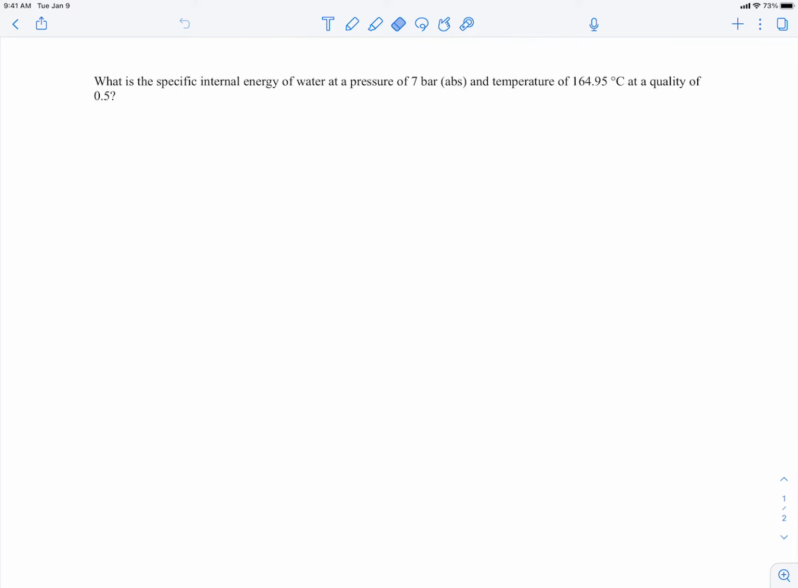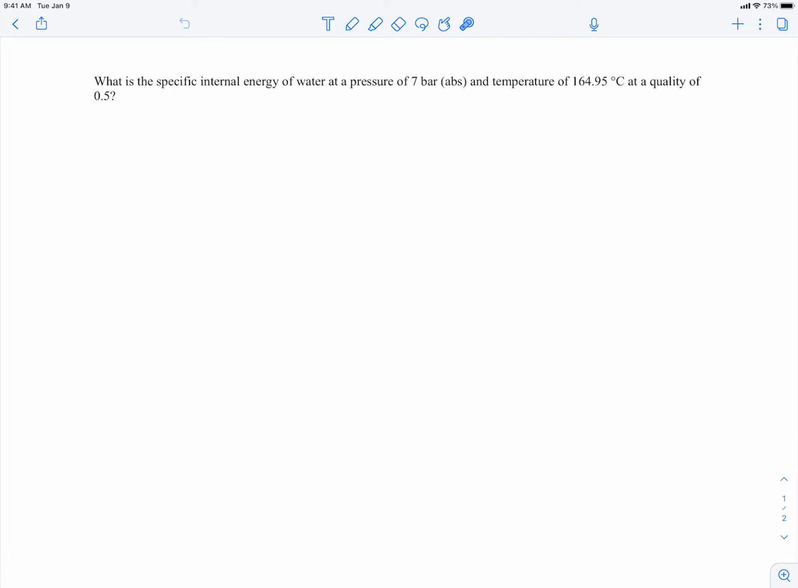So here we're asked to find the specific internal energy of water at a pressure of 7 bar and a temperature of 164.95 degrees C at a quality of 0.5. Since we're given that there's some quality to the water, we know that it's a saturated liquid vapor mixture.